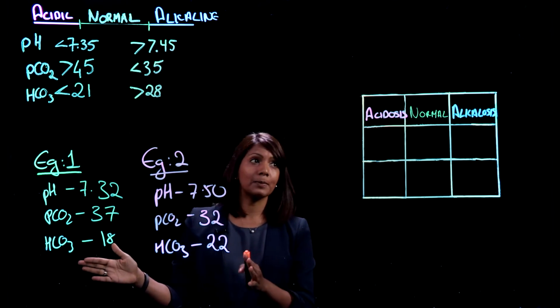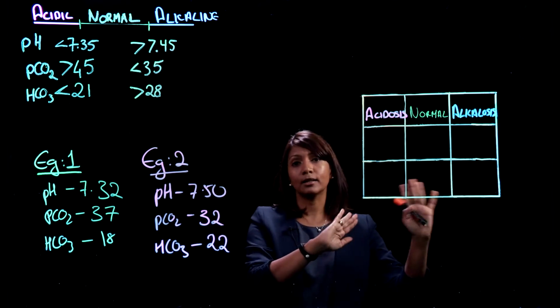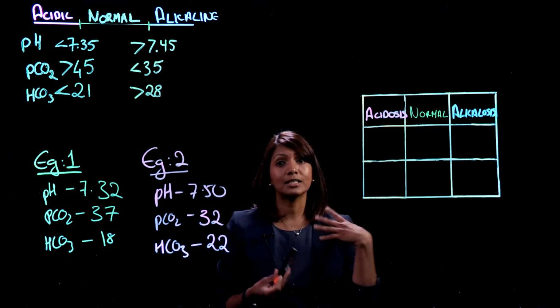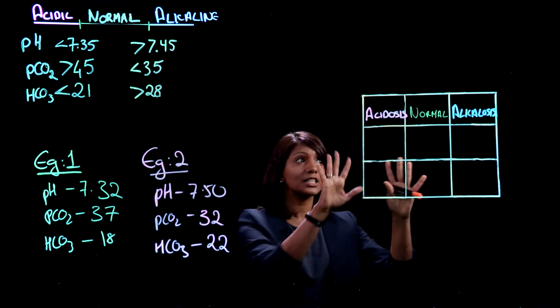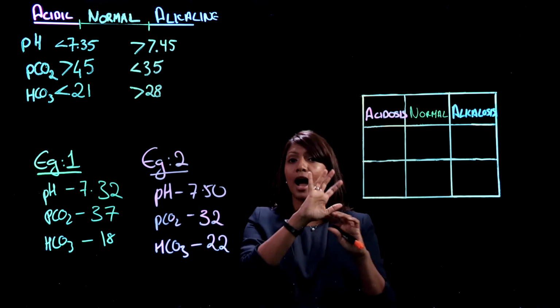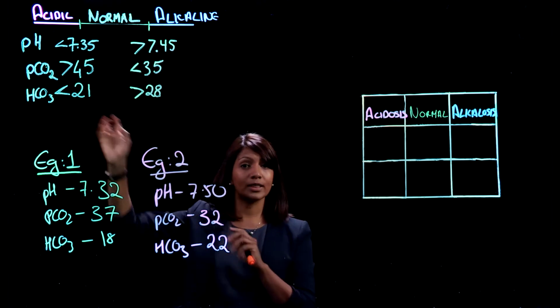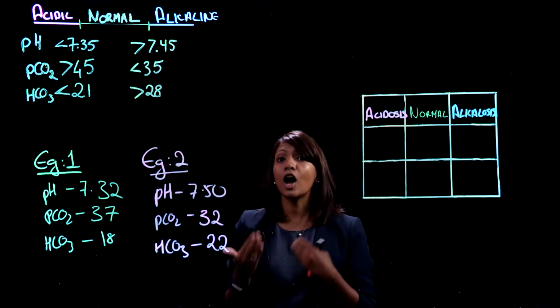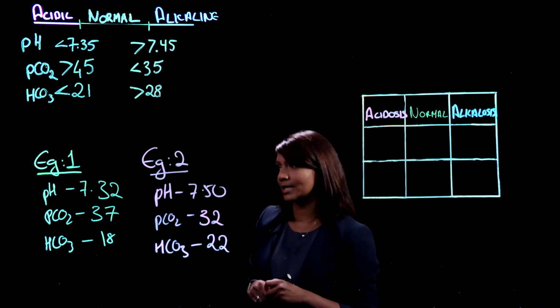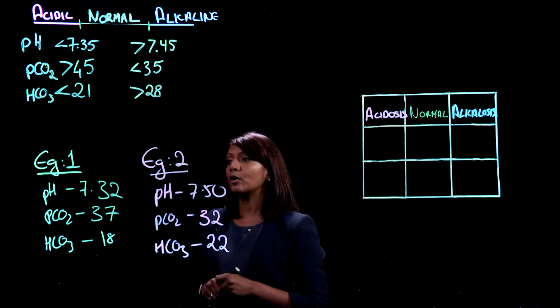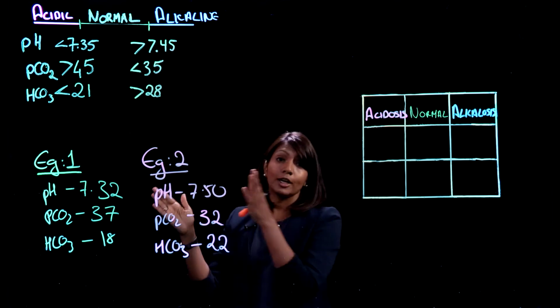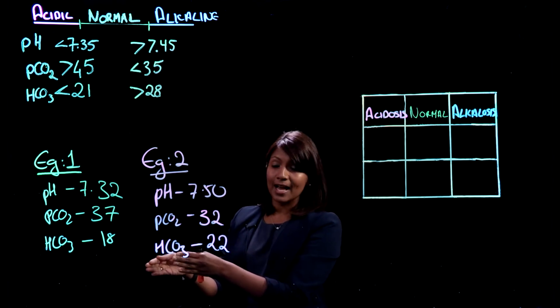I've written out 2 examples here, and I've also drawn a little box. So this box allows us to visualize where things go and put together what's going on with that arterial blood gas result. I'll talk about it as we work through these examples. So in the first example, we're going to analyze that blood gas result.